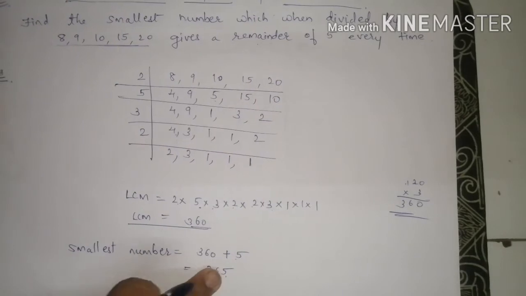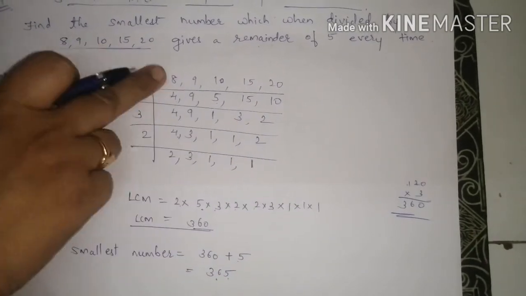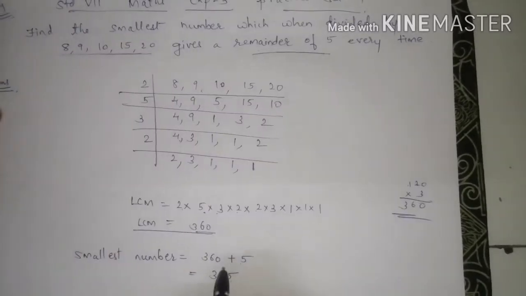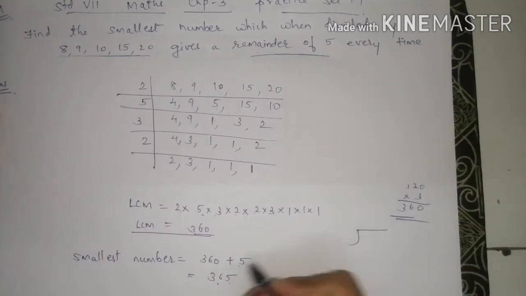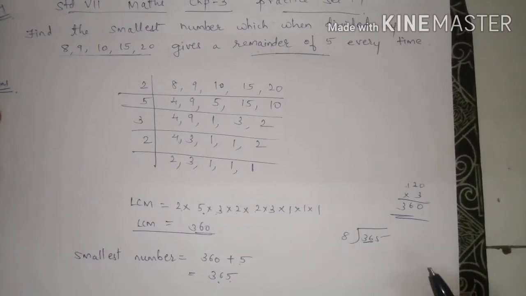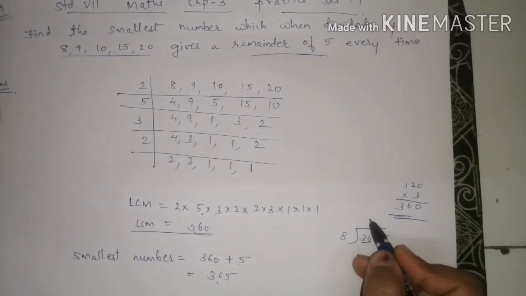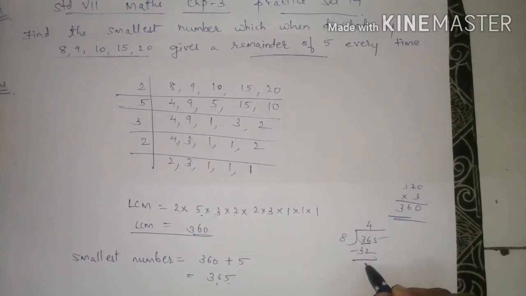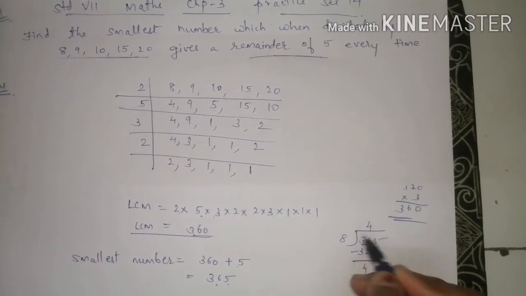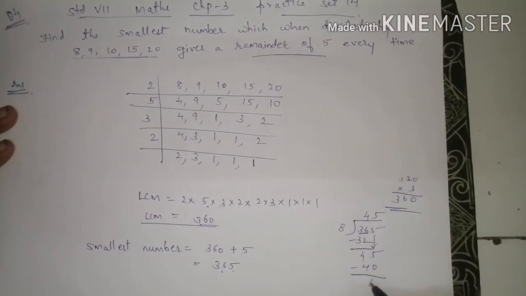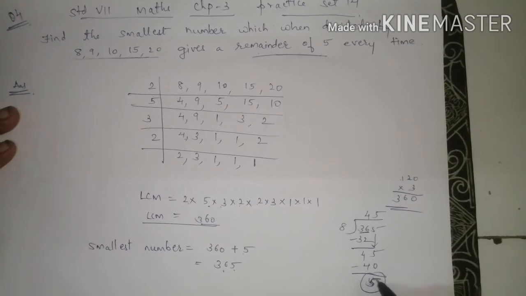Children, if you divide this 365 by any of these numbers 8, 9, 10, 15 or 20, you will get a remainder of 5. I can show you one. So 365 divided by 8. The nearest, 8 4s are 32. So 36 minus 32 gives you 4. Here 5. 8 5s are 40. So 45 minus 40 gives you 5. So we got the remainder as 5.